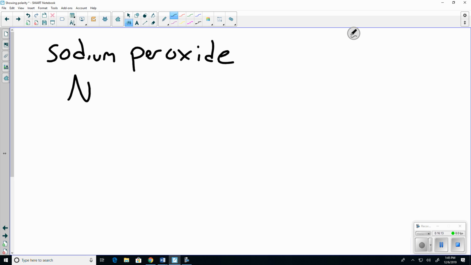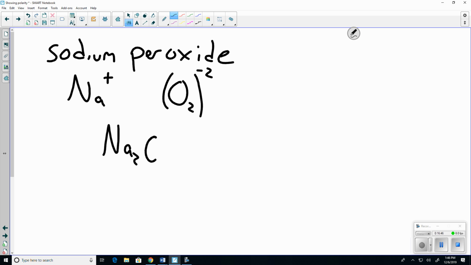Sodium is Na. It's a +1 charge. Now peroxide, it does end in "ide," which makes you think, look on the periodic table. However, there is no peroxon or anything like that on there, so this is a polyatomic ion. O2, and what's the charge on O2? -2. So what's the formula of sodium peroxide? Na2O2, right?